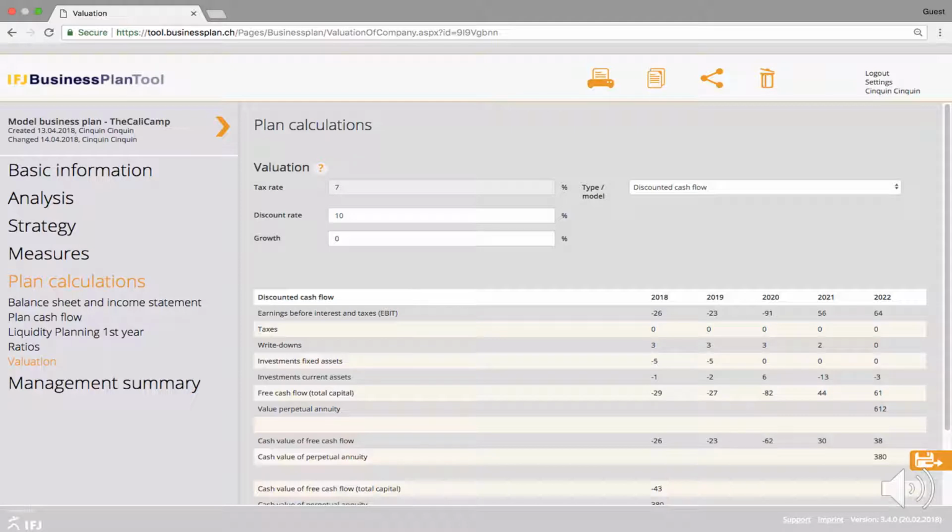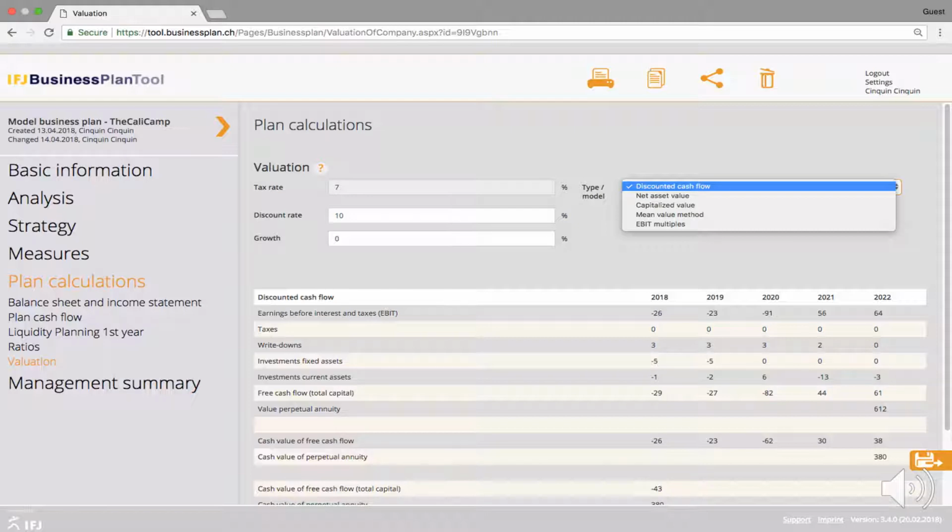The tool also includes valuation in the plan calculations toolbar. We will not discuss it in detail here as this is an advanced accounting topic, but you should look into this yourself with a business partner or with an accountant. You can value your company based on several indicators: discounted cash flow, net asset value, capitalized value, the mean value method, or by EBIT multiples.